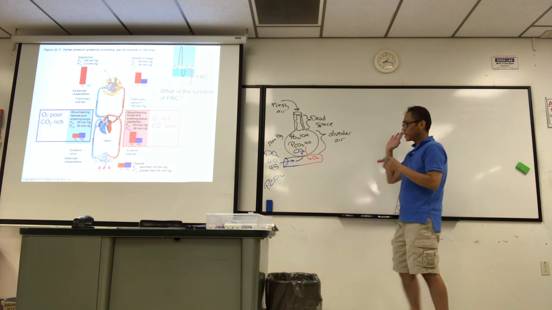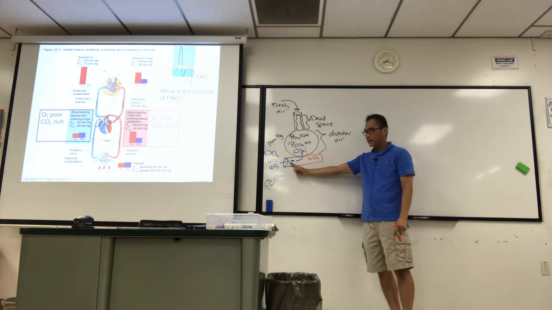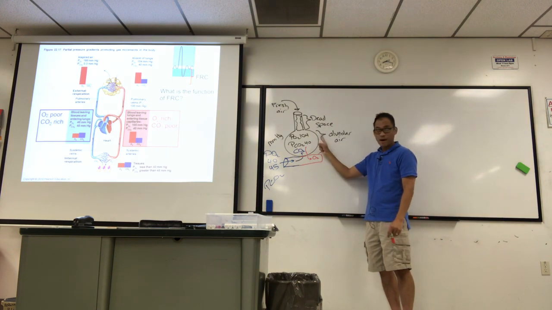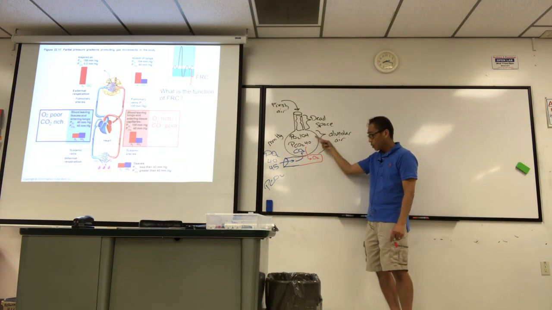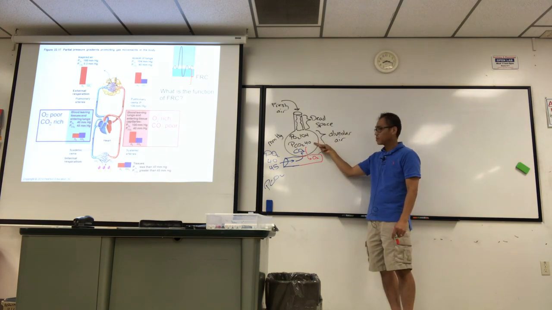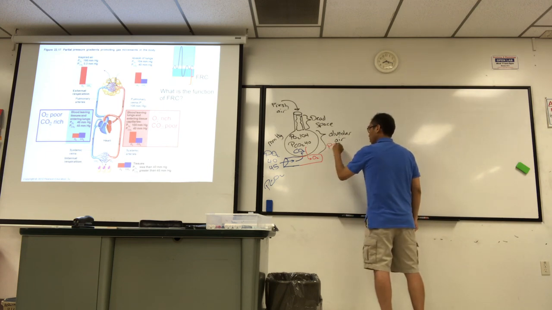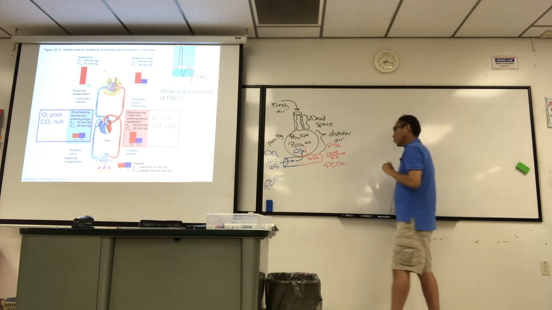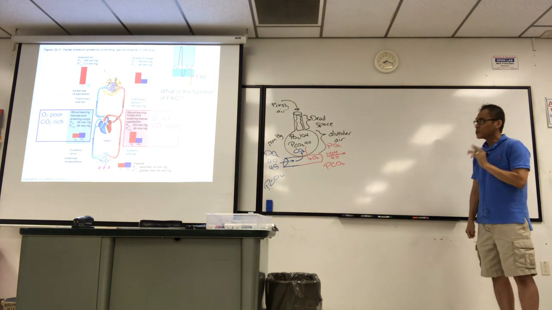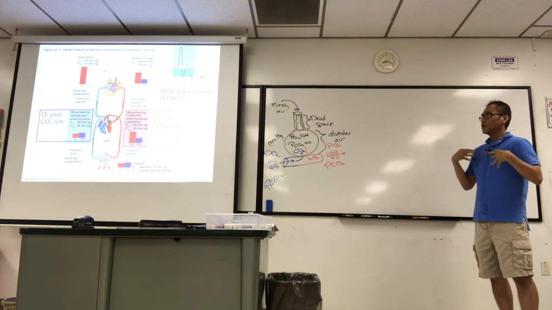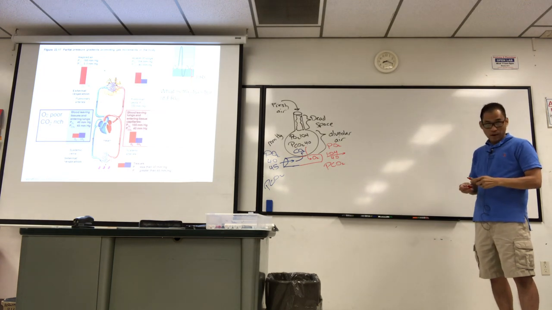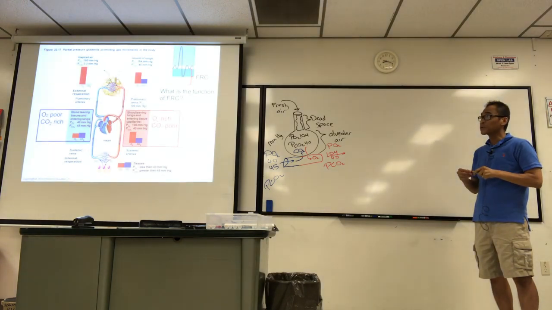The blood coming in, blue blood as I draw it, is equilibrating with the alveolar air. So blood leaving, if it's equilibrated with the alveolar air, will have these same numbers. Blood leaving is now oxygen rich, PO2 104, partial pressure CO2 40, and that's the blood returning to the left heart. This gas exchange at your lungs with the alveolar air, the fresh air, is called external respiration.